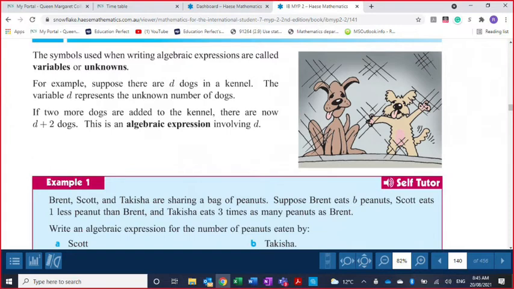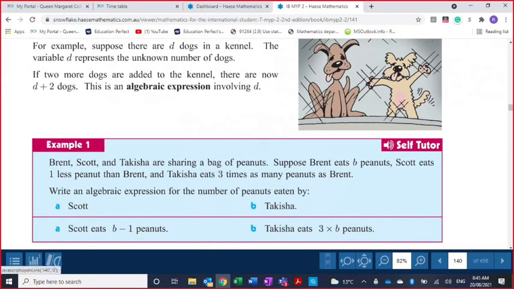If 2 more dogs are added to the kennel, there are now D plus 2 dogs. So we still have our unknown number of dogs, but now we can use a number because we know how many more dogs were added. Yeah? So we know that number is 2. Now, don't put 2D because we know exactly what the number is. We still don't know how many dogs there were originally, but we know we've added 2 to it. Okay? And this is called an algebraic expression involving D, but we usually call it in terms of D.